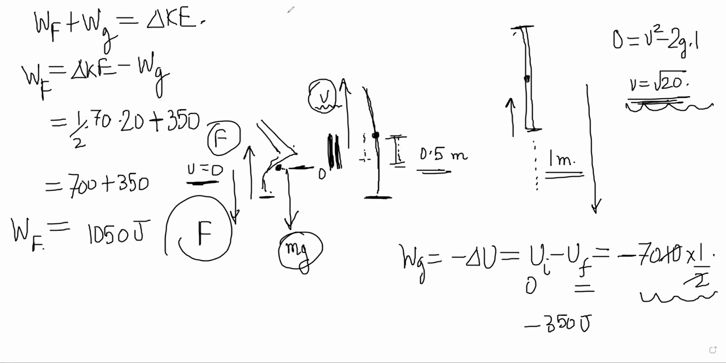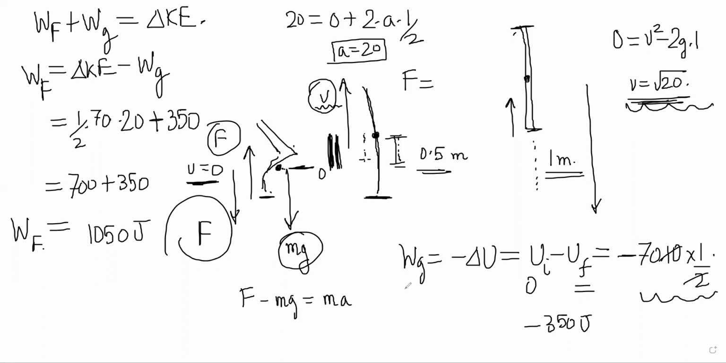So you can say v square is equal to u square plus 2a. So 20 is equal to 0 plus 2 into a into half. That means acceleration is 20, right? If your acceleration was 20, the force must have been even higher, because the equation on you is F minus mg is equal to ma. So force is equal to m into g plus a.